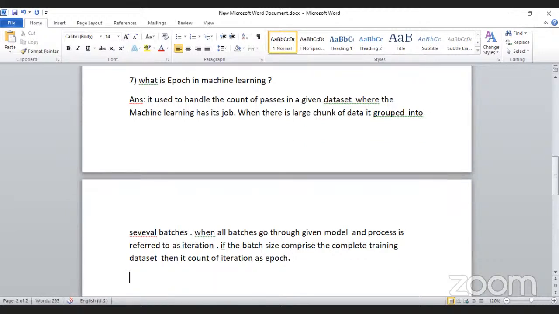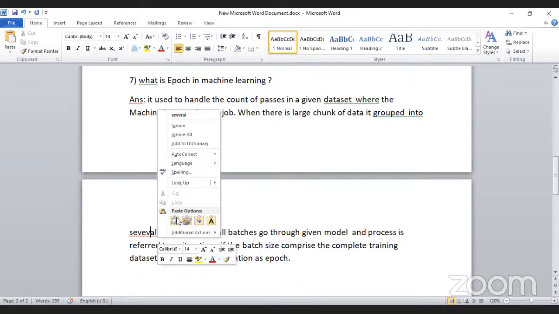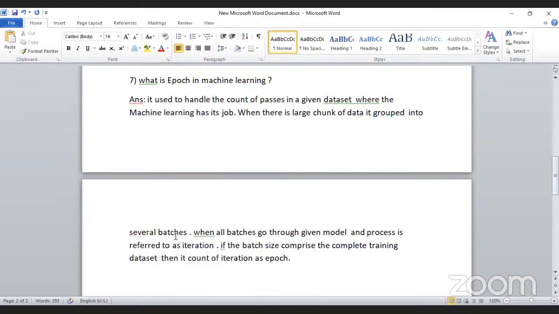Okay, guys. See, what is an epoch in machine learning? When we have a lot of data to train a model, how are we going to handle it? First of all, we group the large chunk of data, and that is called batches. When these batches go through the model, that is called an iteration. And if the batch size comprises the whole training data set that we give to a model, it is called an epoch. We can say it is one epoch.